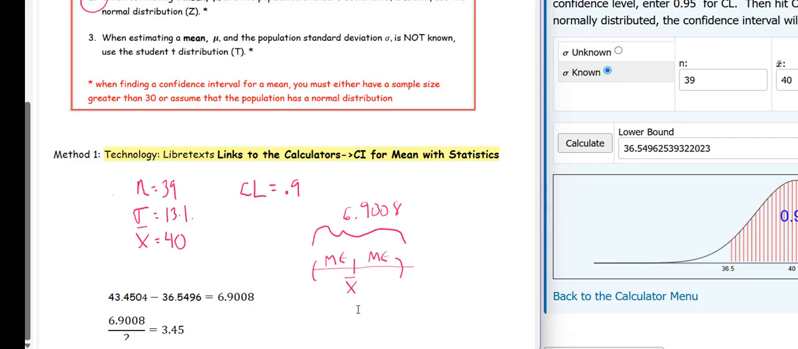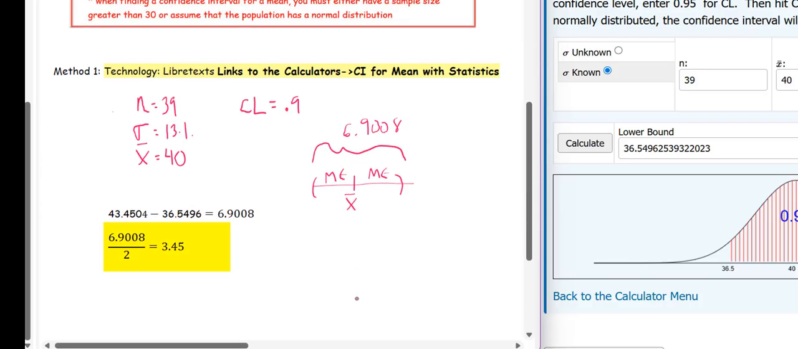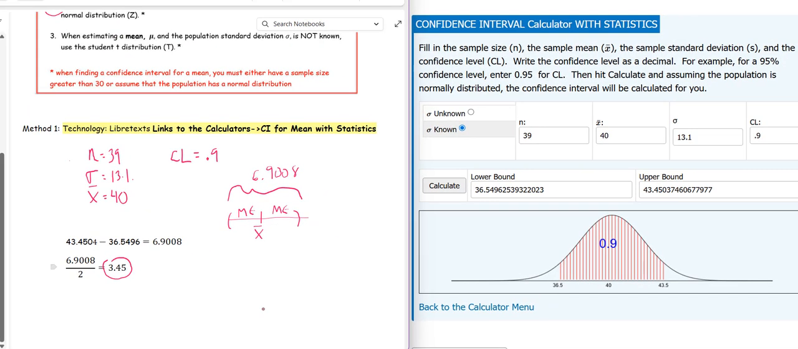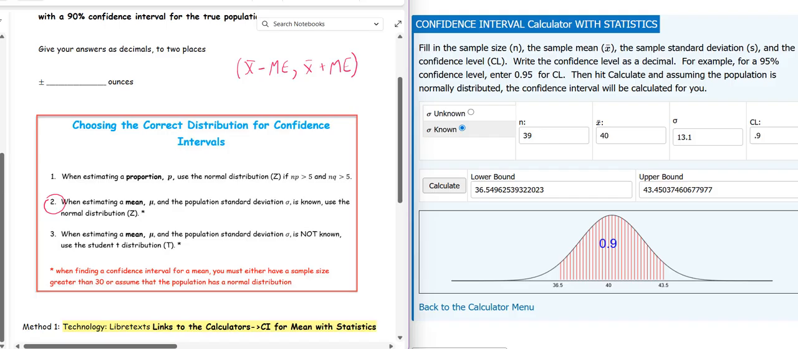The margin of error will be half that width. So I take 6.9008 and divide by 2, and I get 3.45. So to 2 decimal places up here, we have 3.45 ounces. I hope this was helpful.